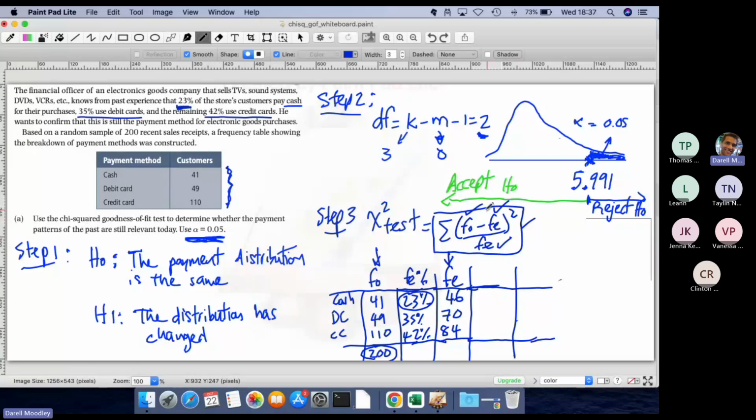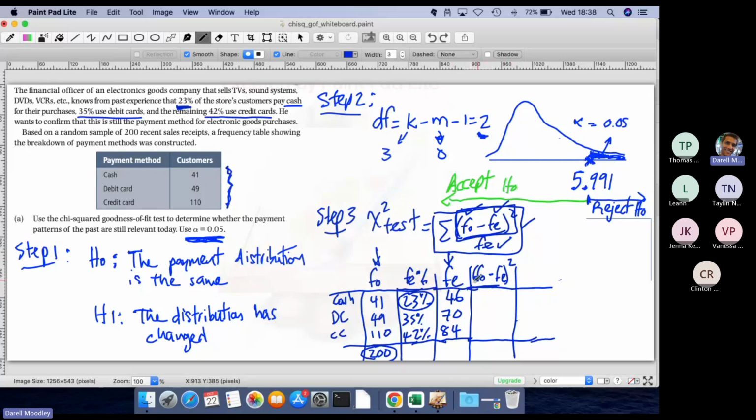In this column, all I'm going to do is work out the numerator. So here it's going to be F0 minus FE all squared. Now you could do the numerator and the denominator in one step, but I'm breaking it up because it's easier to follow and might reduce the chance of making a mistake. So F0 minus FE all squared.